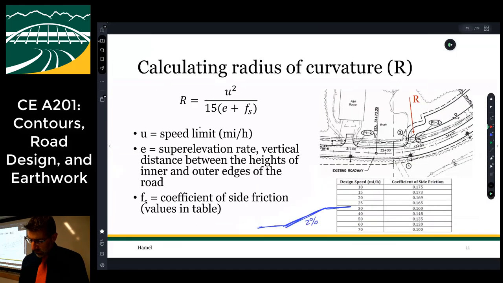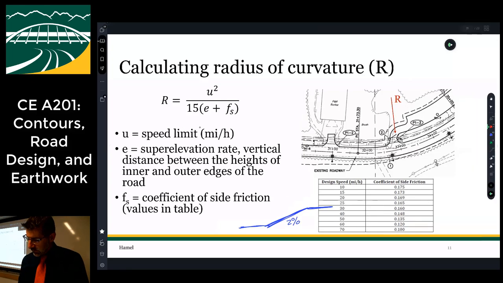All right, so I thought I had in here an example problem where I actually showed me using this equation. So I'll add that in. It's pretty straightforward, right? This is just basic algebra.